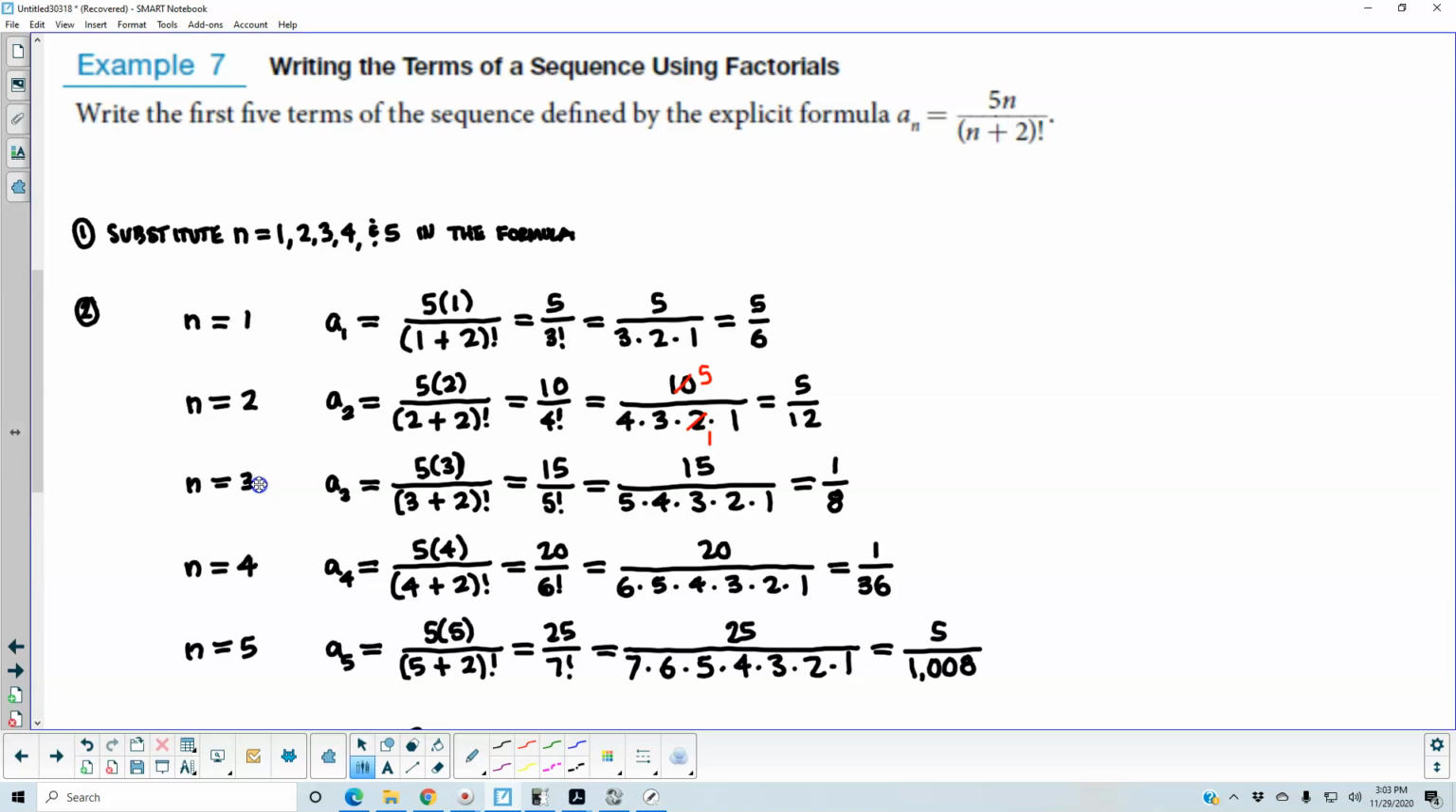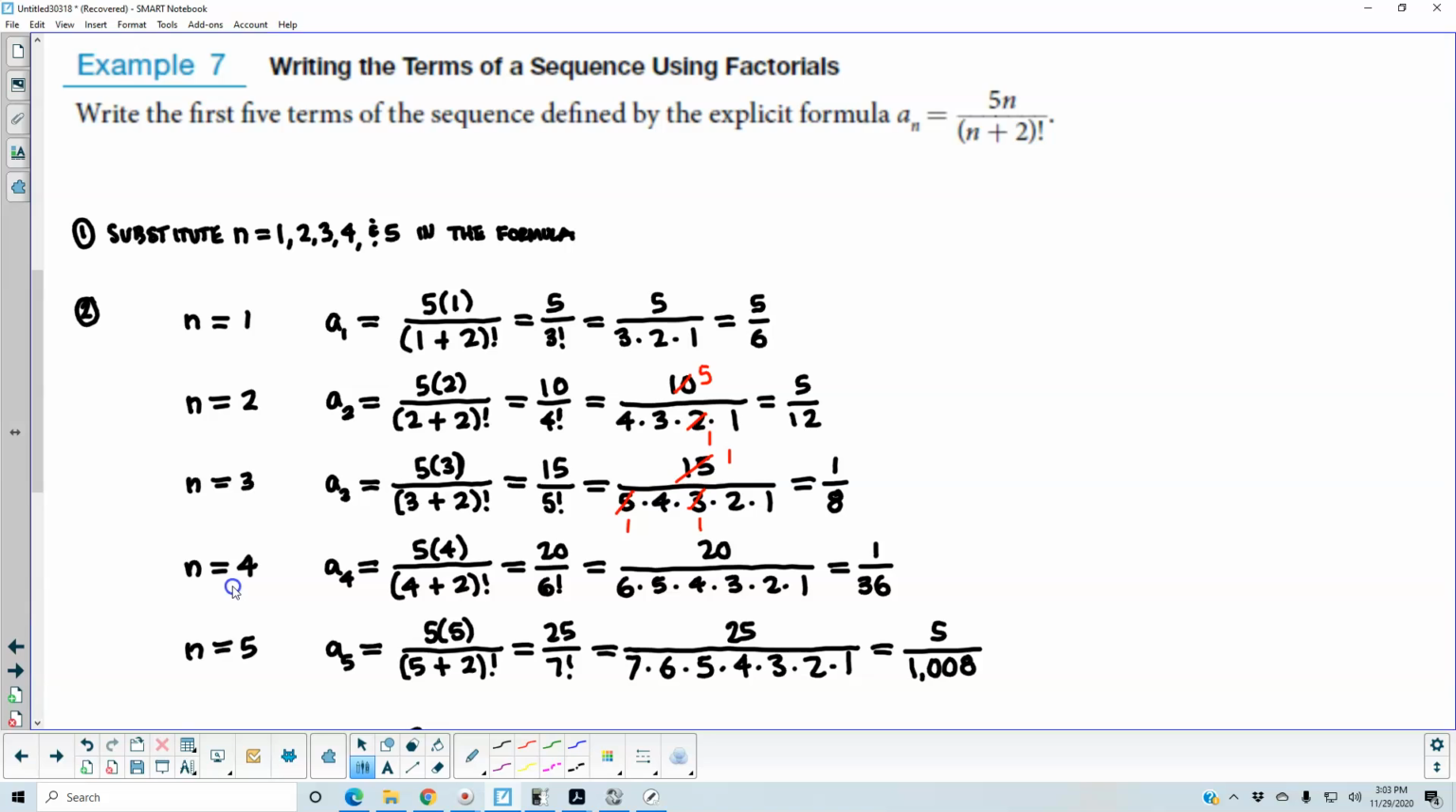Next, we have n is equal to 3. So the third term is equal to 5 times n, which is 3, over (3 plus 2) factorial. Well, 5 times 3 is 15, and then we have 5 factorial, which is equal to 5 times 4 times 3 times 2 times 1. So keep in mind here that 5 times 3 is going to give us 15. So we have 1 left in our numerator. And then in the denominator, we have 1 times 4 times 1 times 2 times 1, which gives us 8. So the third term of this sequence is 1/8.